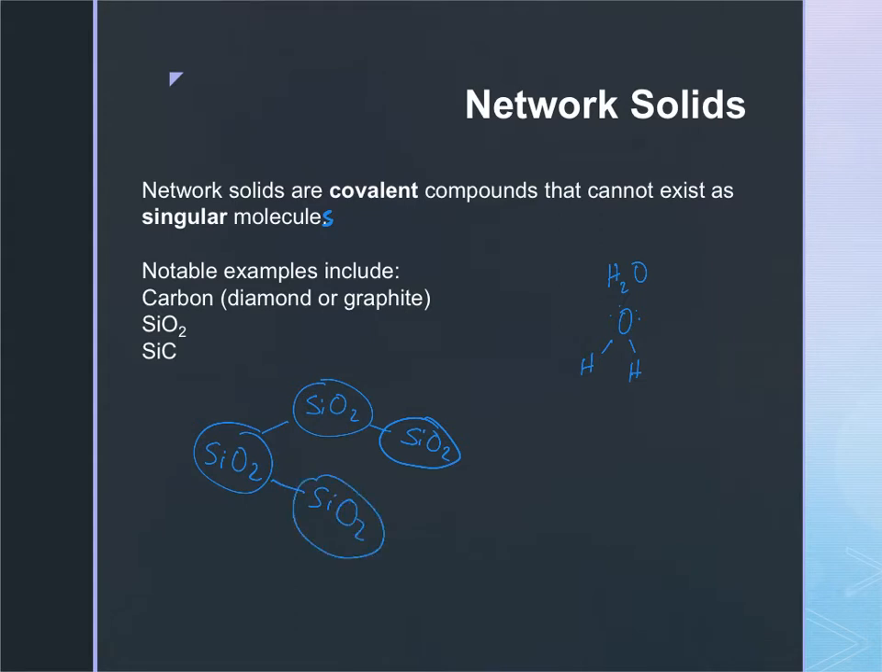The same with carbon. Carbon bonds with another carbon, and they make all these chains in special patterns, okay, to form other structures like diamond or graphite. So graphite meaning the pencil lead, and diamonds, of course, your jewelry. And silicon carbide is another example of network solids. So network solids differ from other covalent compounds in that they cannot exist as a single unit of a molecule. They have to be bonded together, and that's why they're solids.